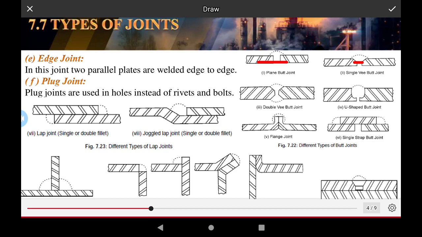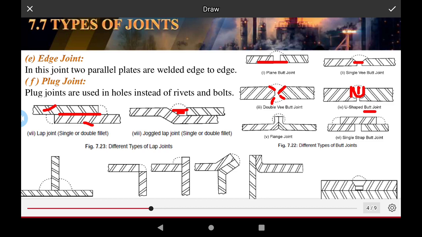Lap joint. This is the overlapping of two rods, first rod and second rod. Then the butt joint variations: single and double. This is the double V joint: this is one V, and this is the second V. This is the double V butt joint. This is the U shape of the joint, the U butt joint.